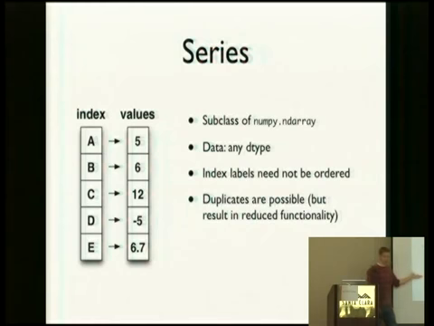So the labels don't need to be in any order, so this happens to be A through E, but they could be jumbled up into any other order. So there's no restriction on the order. There are cases where you can have duplicates, but really it's intended to be a unique, one-to-one mapping, so that if you say, give me the element at C, you can look things up by label as well as by position. Everything is 0-indexed because we're Python, so this is 0, 1, and 2. So you could refer to the 12 value either by the string C or by the position 2.